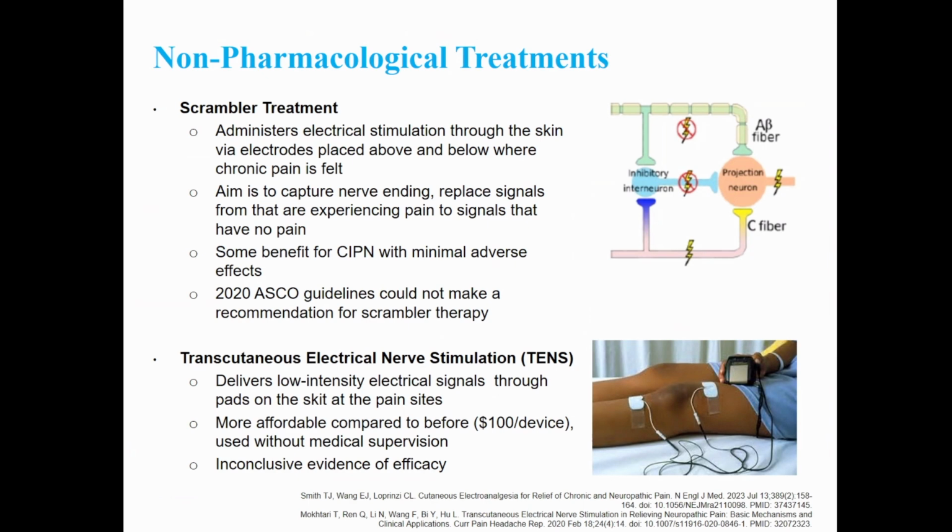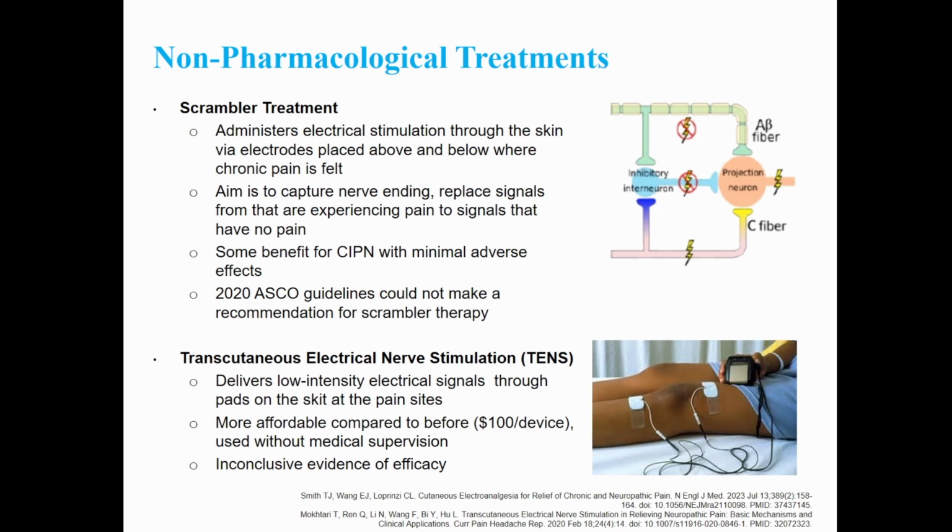One is Scrambler treatment. Some of you may have heard about it, some may not have. If you haven't heard about it, it administers electrical stimulation through the skin via electrodes placed above and below where the chronic pain is felt. The aim is to really capture the nerve endings, replacing the signals from where you're experiencing the pain to trying to not experience pain.